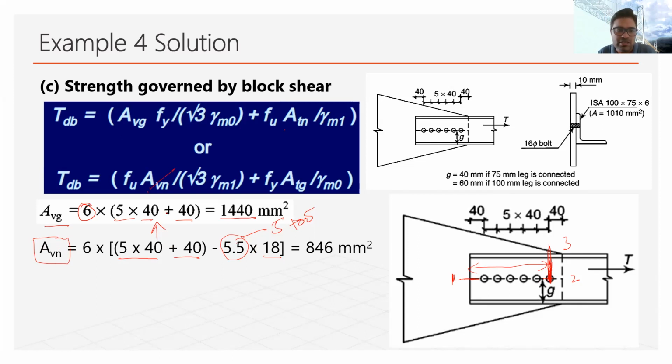So this is the gross area, and in the gross area we have just deducted the area of the hole. So finally the AVN value is 846, the AVG value is 1440.